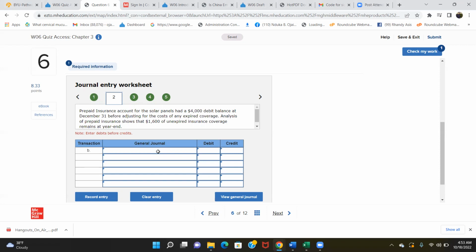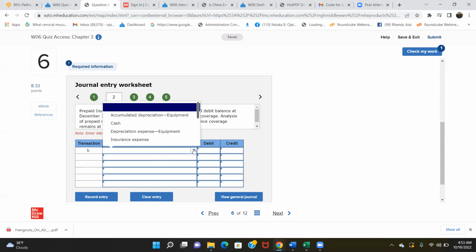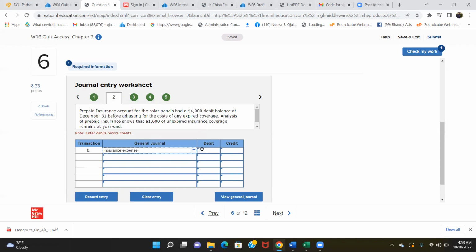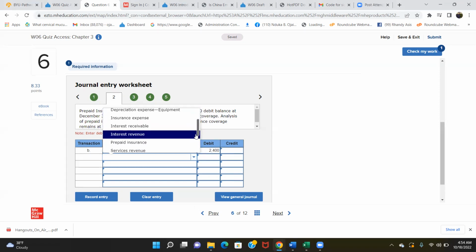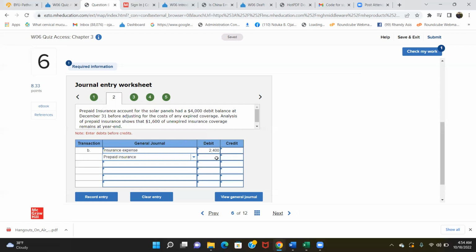So if you want to post it to the ledger, you're going to take insurance expense first and debit it for 2,400, and then you take prepaid insurance, I guess. Let's look for it somewhere. Prepaid insurance, and you credit it for 2,400 as well. So that solves question number 2.